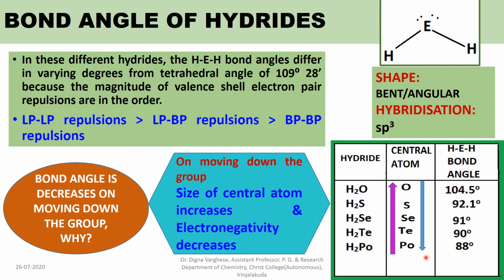But the electronegativity decreases. Electronegativity is in the reverse order of the size of the atom. That is, electronegativity is maximum for oxygen and least for polonium. The maximum electronegativity value for oxygen is 3.5 and for polonium it is 2.